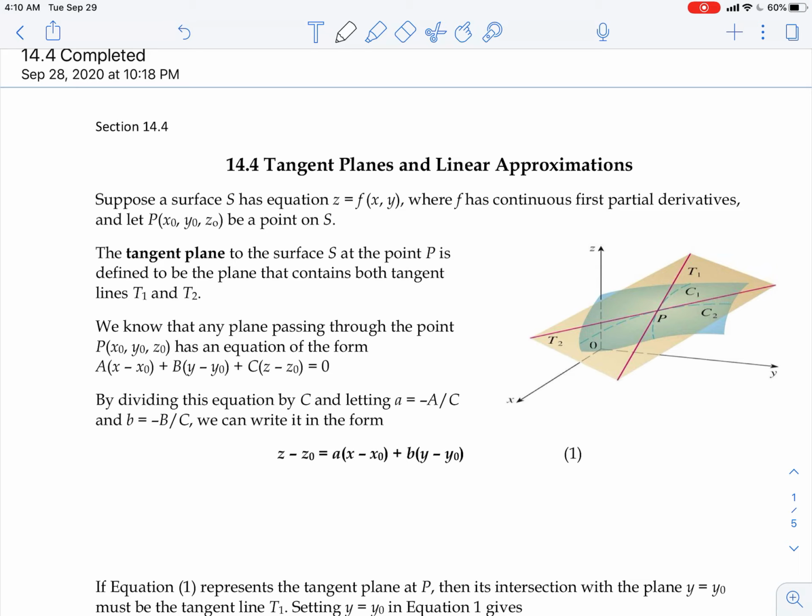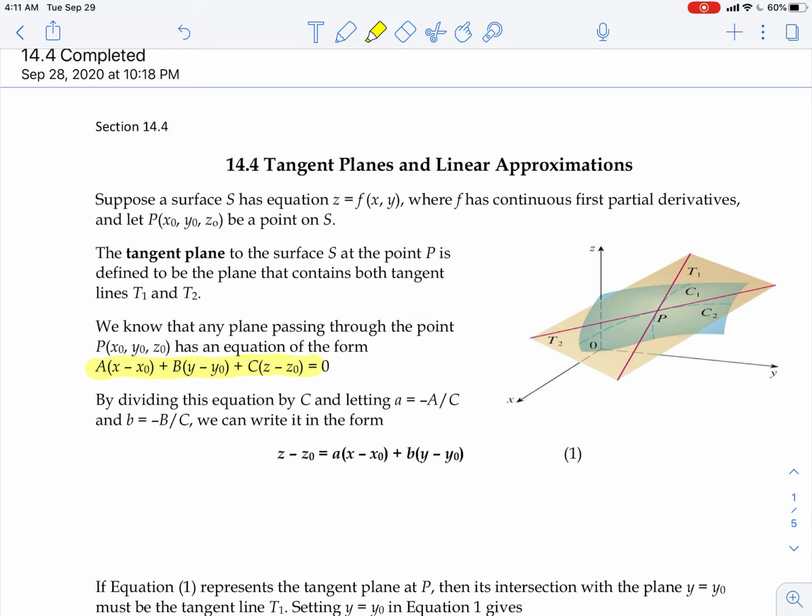So what we're going to do is denote the tangent plane to be this: a times (x minus x sub 0) plus b times (y minus y sub 0) plus c times (z minus z sub 0) equals 0, where a, b, and c are the parts of the normal vector, and (x sub 0, y sub 0, z sub 0) is the point in which we're taking our tangent plane, the point on the surface.